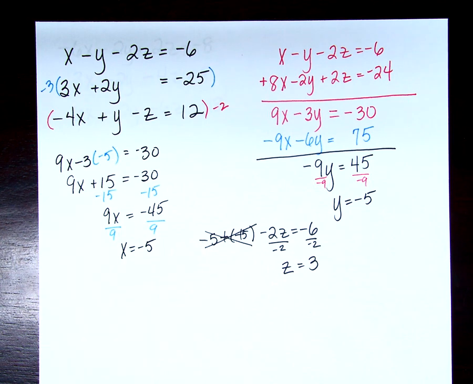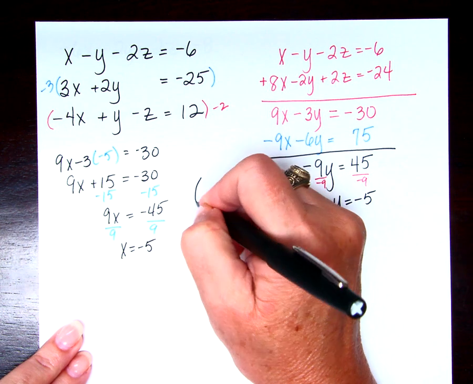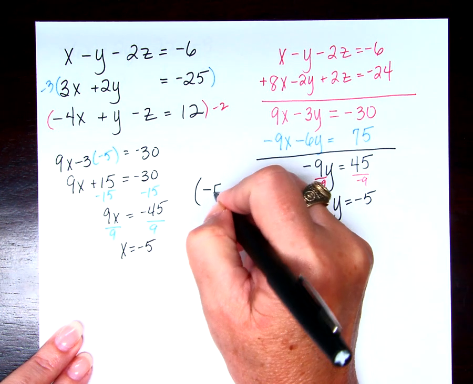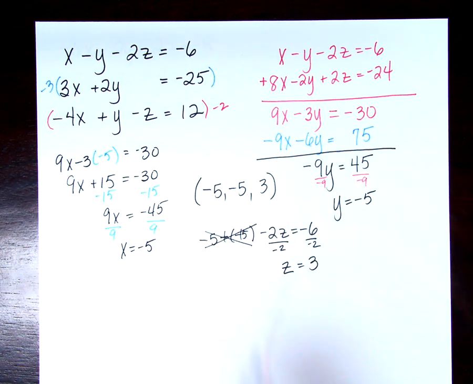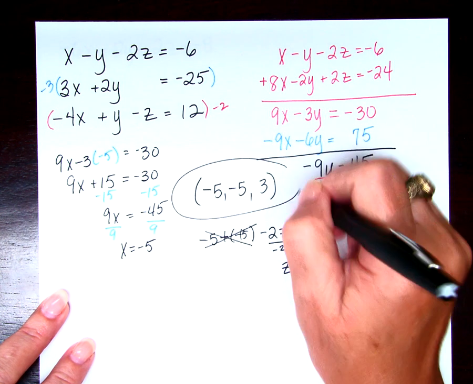So all that's left to do now is two things. First, write my answer. So what is my answer? Negative 5, negative 5, 3. And now you check. Now I check.